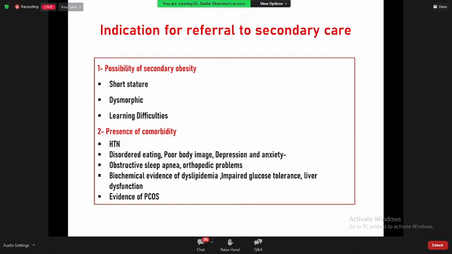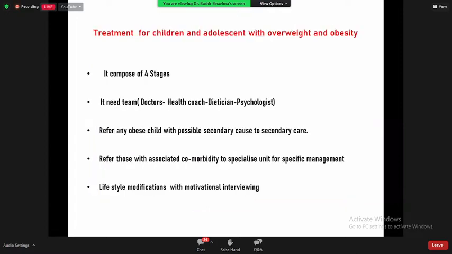So depression and anxiety, obstructive sleep apnea, orthopedic problems, okay, because if you don't treat the orthopedic problems, probably the child is not going to have physical activity. Biochemical evidence of dyslipidemia, impaired glucose tolerance, liver dysfunction, and evidence of PCOS. So if you have any evidence of comorbidity, you can refer the child to the center where they can deal with these problems. Treatment of children and adolescents with overweight and obesity.